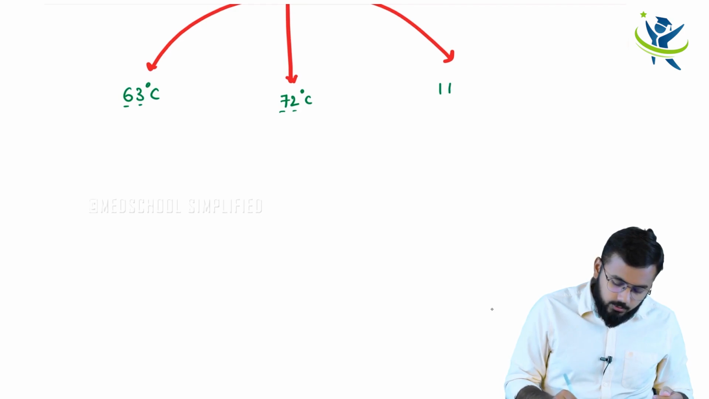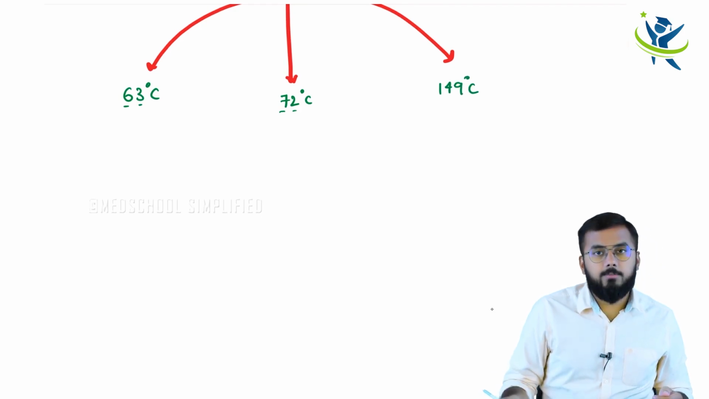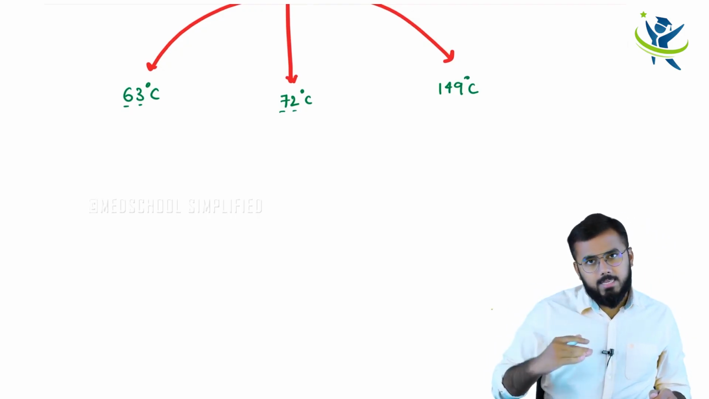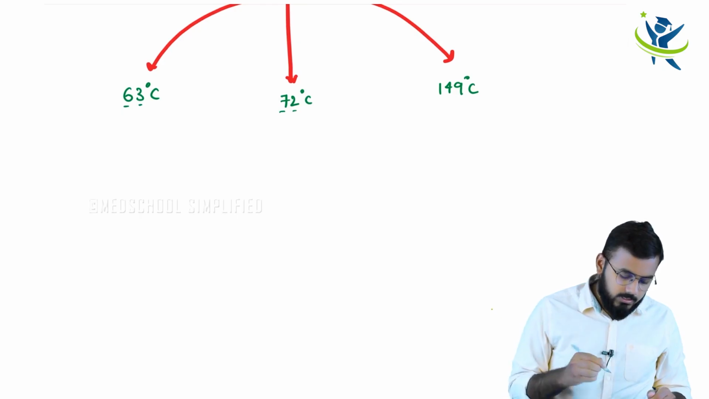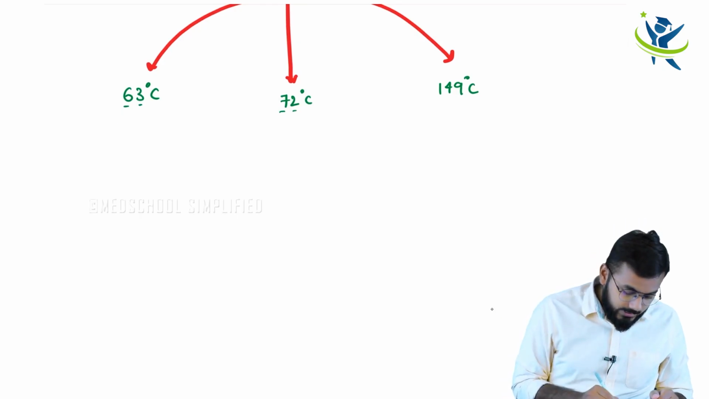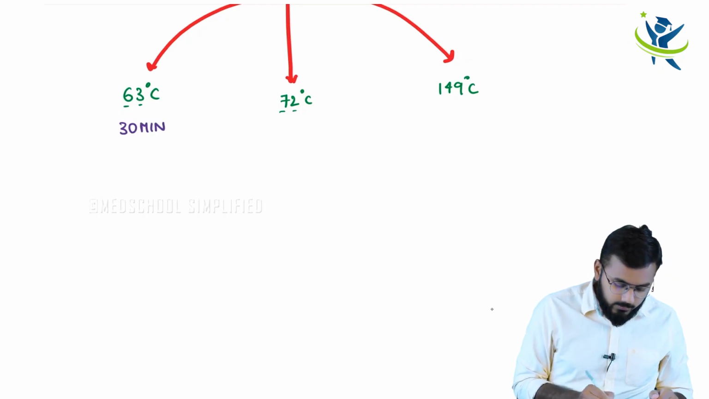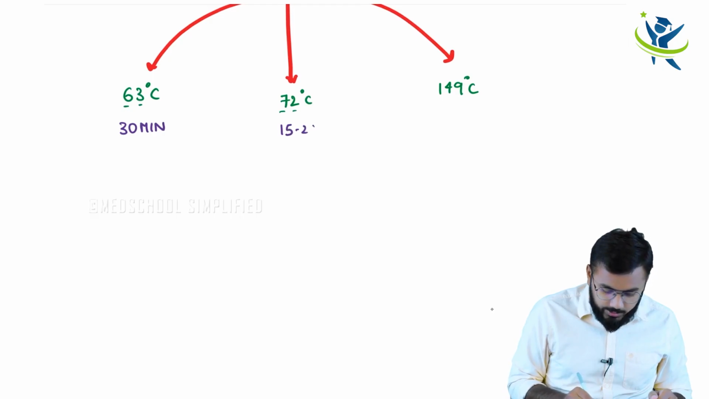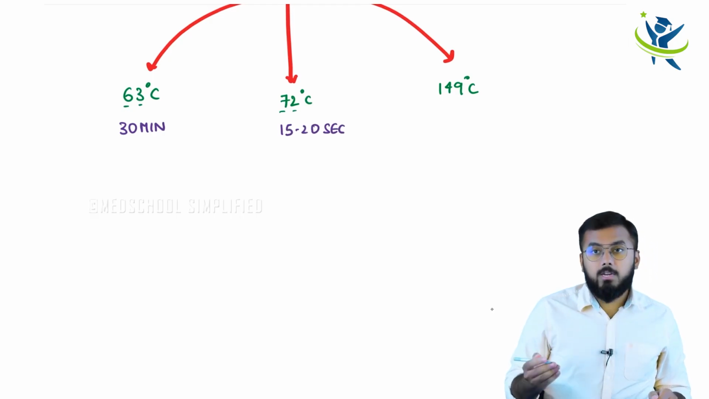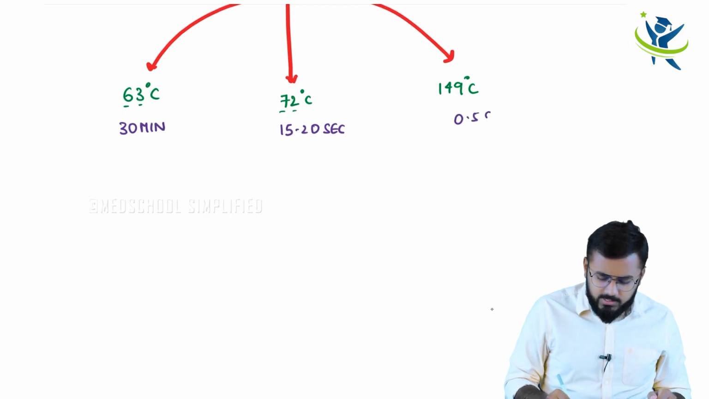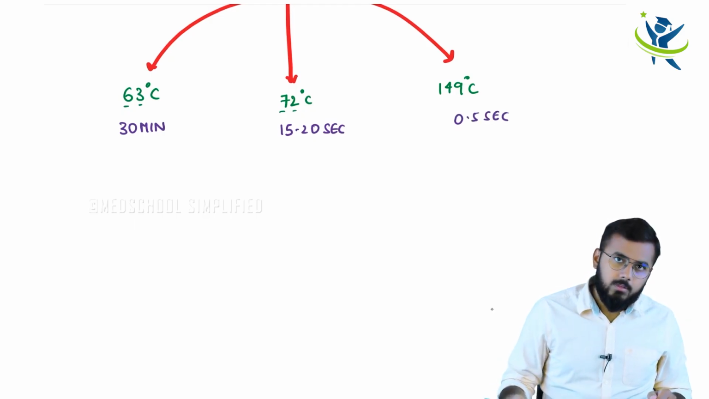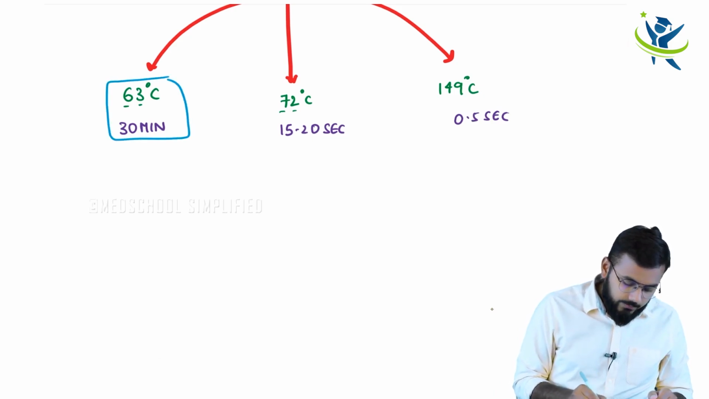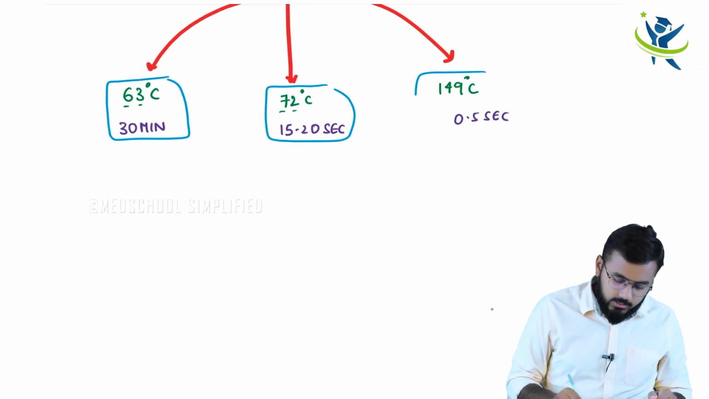Next, you heat it at 149 degrees centigrade. And what did I tell you again? Whenever you are increasing the temperature, you have to decrease the time, right? So 63 degrees centigrade, you are heating it for, let us say, 30 minutes. At 72 degrees, you have to decrease the time to, let us say, 15 to 20 seconds, and 149 should be for 0.5 seconds. So you have to name them, right? The first method, the second method as well as the third method.